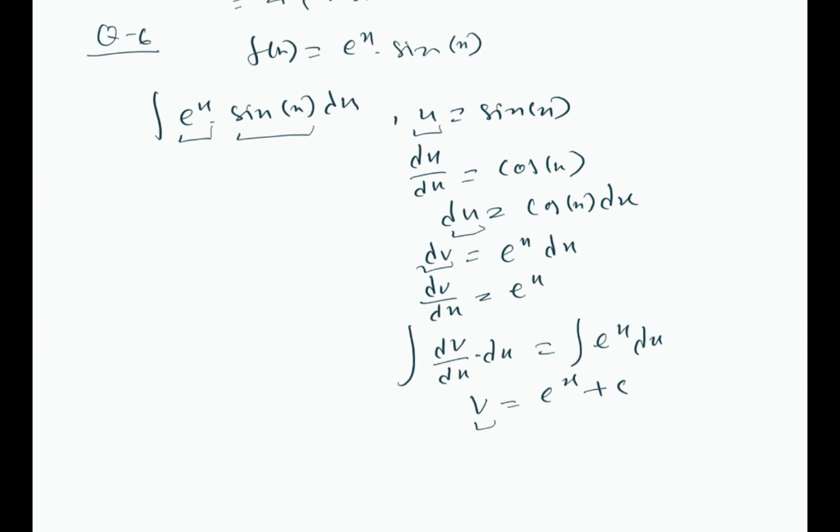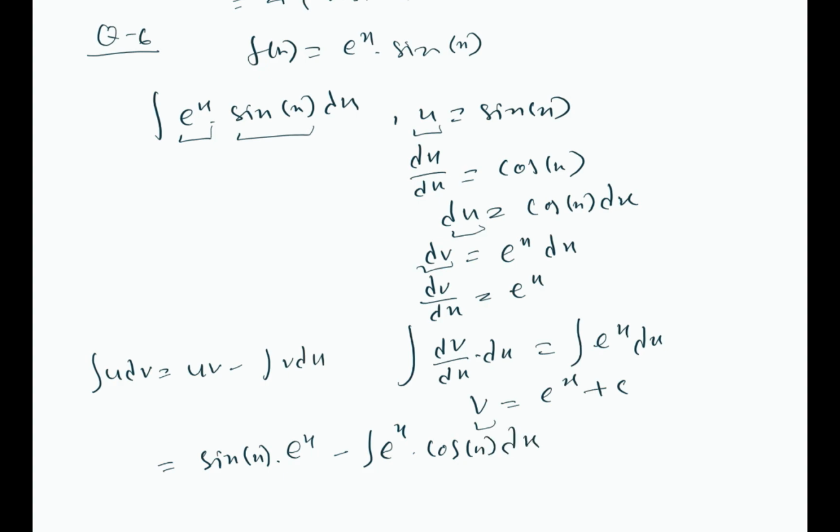So first let me write the formula for integration by parts. This is the integral of u dv is equal to uv minus the integral of v du, right? So according to this formula, our u is equal to sine of x times e to the power x, right? Then the integral of e to the power x, then du. So what is du? du is equal to cos of x dx.